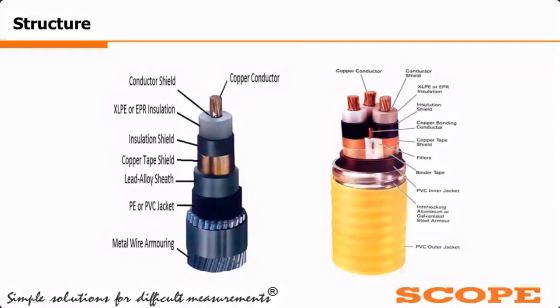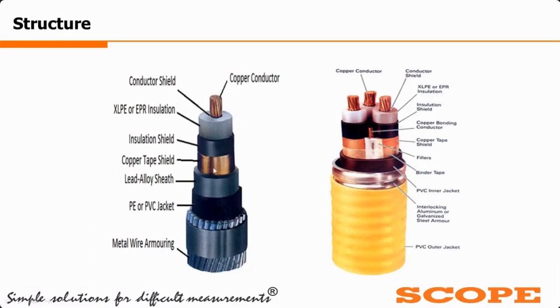So the conductor shield is again provided with an insulation layer. Insulation is mainly used to separate the conductors from each other, so that the current flow through that conductor is unaffected by the other metallic conductors. The next one is the insulation shield, or again a semicon layer, which is provided to maintain the uniform electrical field and to prevent local electrostatic discharges.